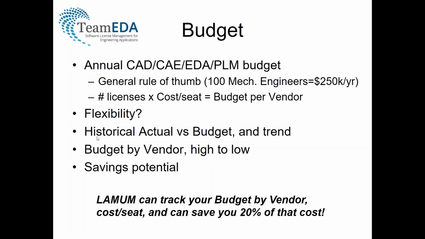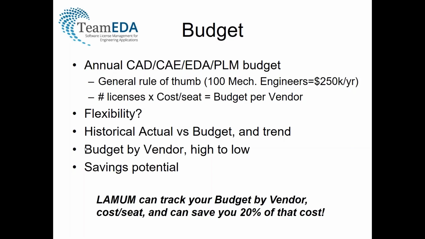Another consideration would be historical actual versus budget. You're required to track your actual spend versus your budget. And then a question to you is, how accurate are you? Are you always under budget or over budget? You want to build that into your next year's budget. And then again, depending upon if you're downsizing, your budget should trend down. If you're growing, you should trend your budget up.